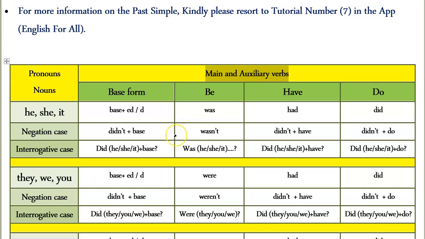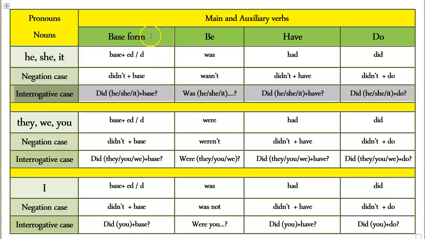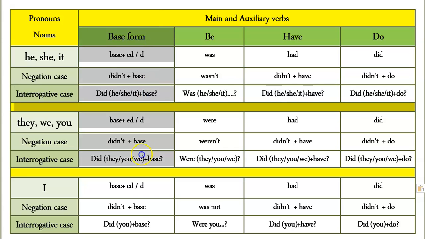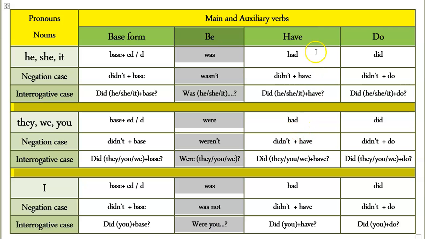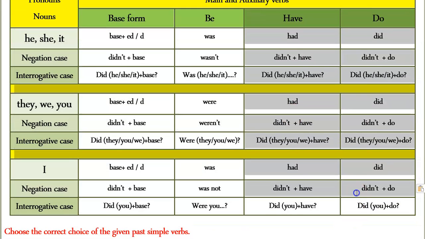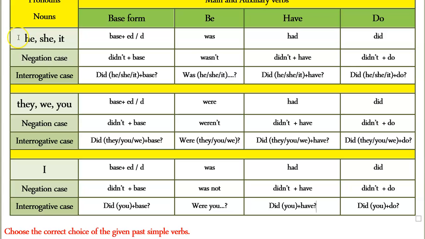This is going to be done with relation to three different types of sentences: statements, negation, and interrogative, that is, question. Again, I'm going to use three or four different types of verbs: the base form, the verb to be, the verb to have, and the verb to do. And I'm going to depend on the types of pronouns like he, she, and it as singular, they, we, and you as plural, and I.